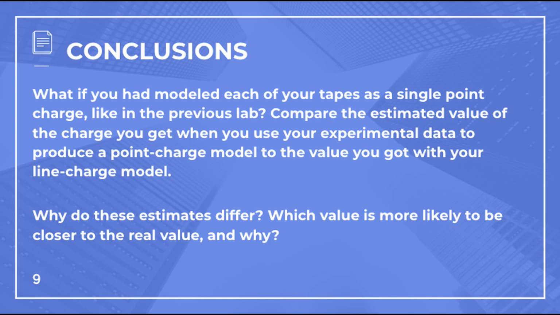Then we were asked, why do these estimates differ and which value is more likely to be closer to the real value? These estimates differ due to the different methods of calculation. The line charge method has a more accurate model as it includes both an X and Y component when describing the force on the top tape by the bottom tape, whereas the point method is only calculated and modeled with a Y component. So the line charge formula is more accurate because it includes a summation of many pieces instead of just one point.